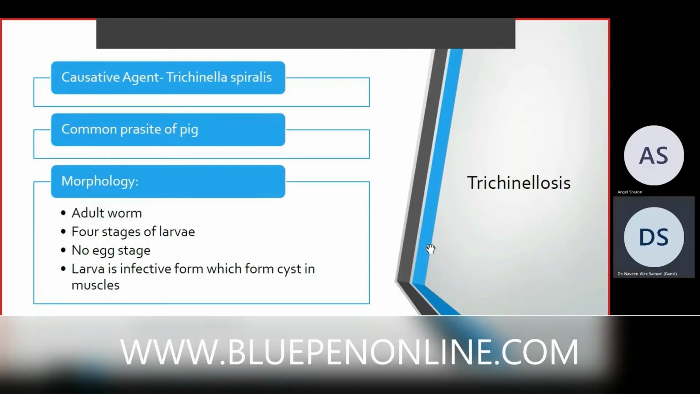So next is trichinellosis. The causative agent is Trichinella spiralis. It's a common parasite of the pig, so the pig's flesh will have this parasite. The morphology: the adult worm, and there will be 4 stages of larva. There will be no egg stage here. The larva is the infective form, which forms the cyst in the muscles.